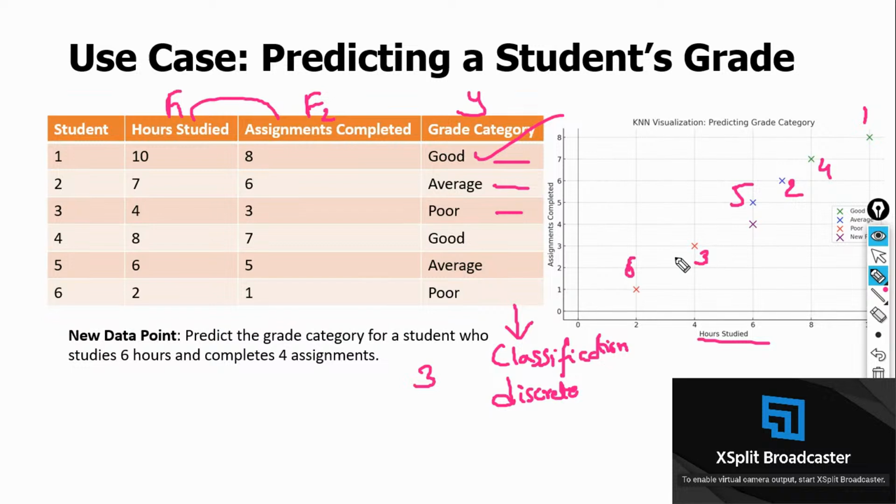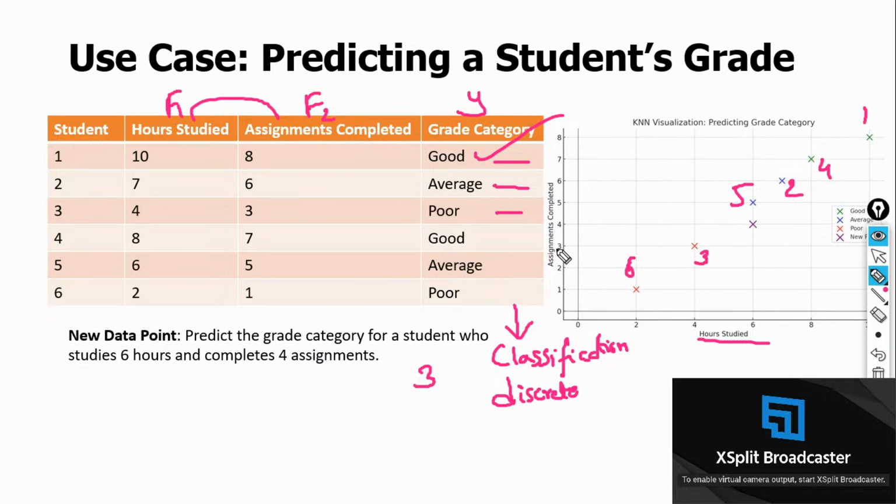And I'm also giving a color code for the three different classes. For good, I'm marking it in the green category. For average, I'm marking it in the blue category. And for poor, it is kind of red that we are actually taking.